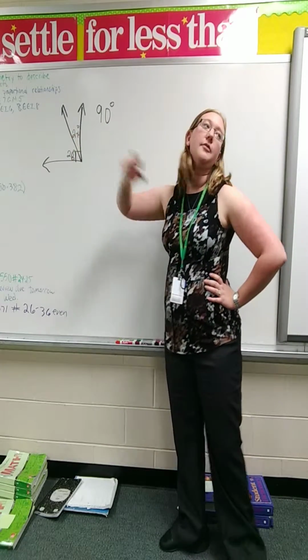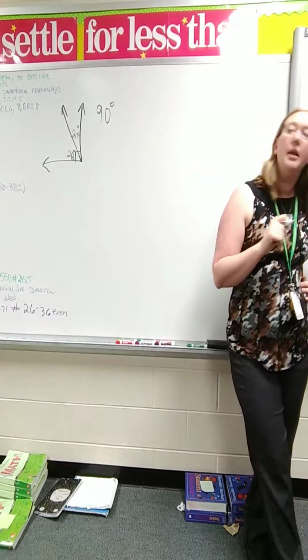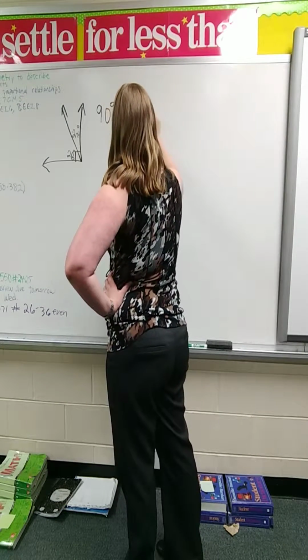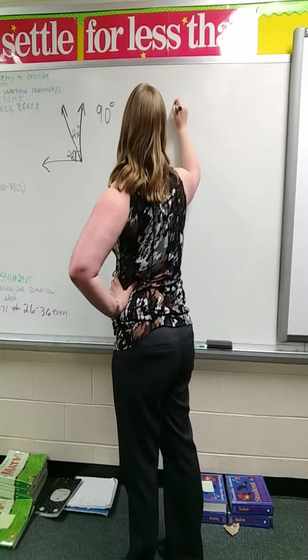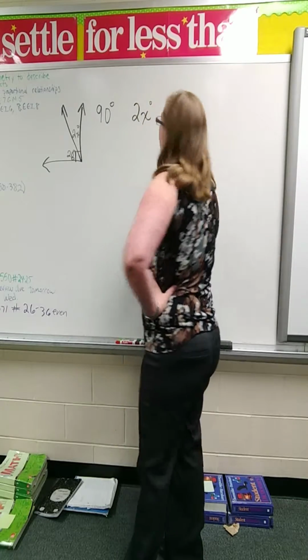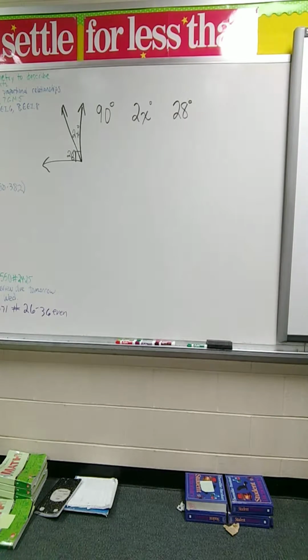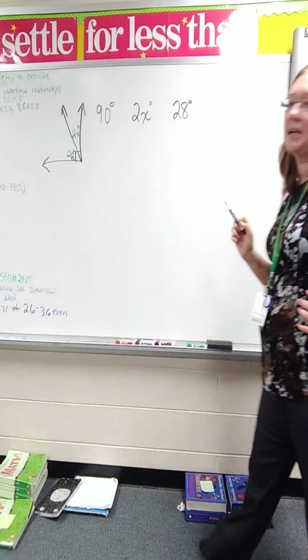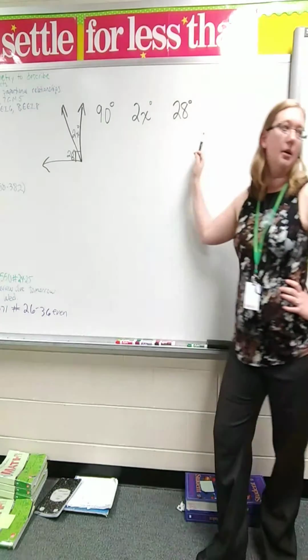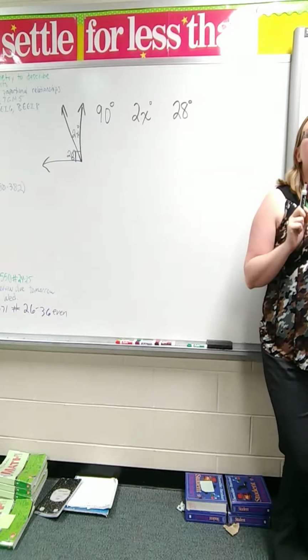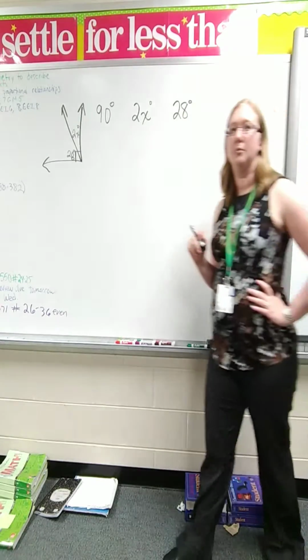Now, I want to solve for the x. So I have a 90 degrees. I have a 2x degrees. And I have a 28 degrees. I will give you a hint. A plus sign and an equal sign go in here somewhere. I need to know where they go. Where does the plus sign go? Where does the equal sign go? Yes, ma'am?